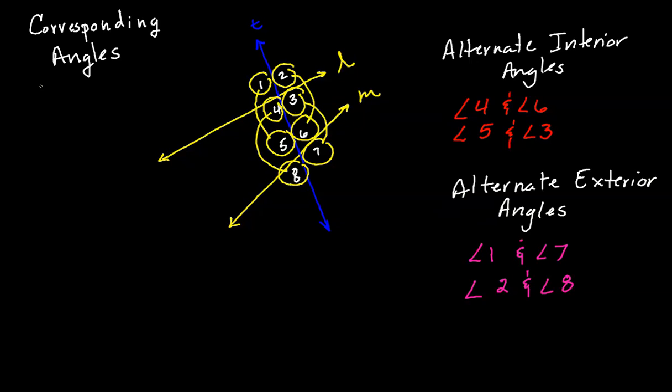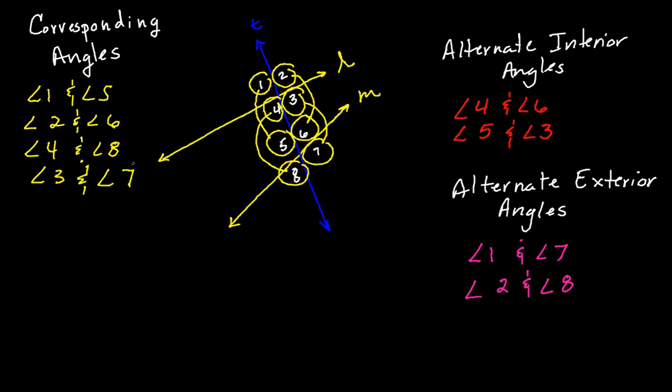So that would mean that angles 1 and 5, angles 2 and 6, angles 4 and 8, angles 3 and 7, all those would land on top of each other, so they correspond to each other, and that's called corresponding angles.